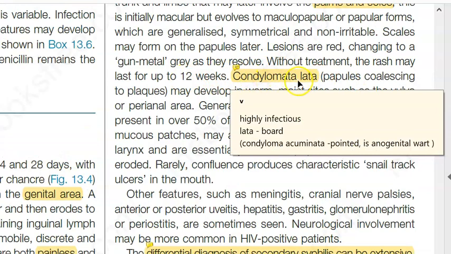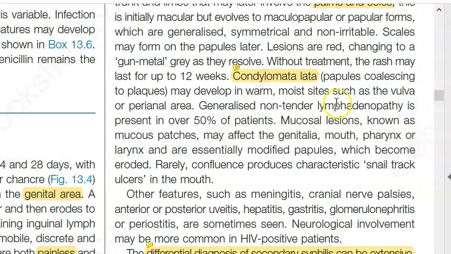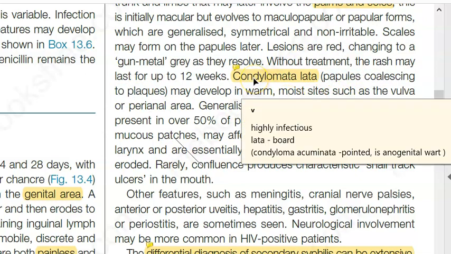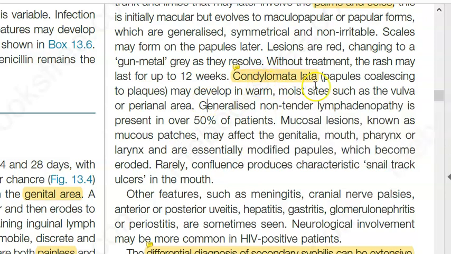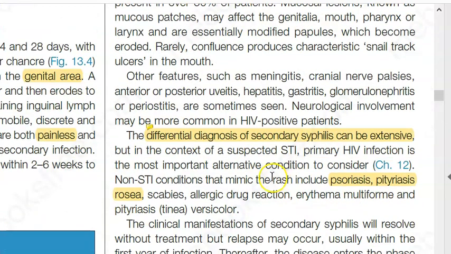Okay, see, condylomata lata, basically these are highly infectious. Lata actually means broad. Why are they using this word? See, all the papules are coalescing to form plaques, so that's why it is so broad, you can say. These are highly infectious, guys. Don't confuse this with condyloma acuminata, which is seen in anogenital warts, okay. So basically condylomata lata, okay, in secondary syphilis.